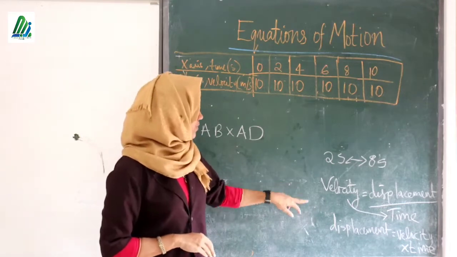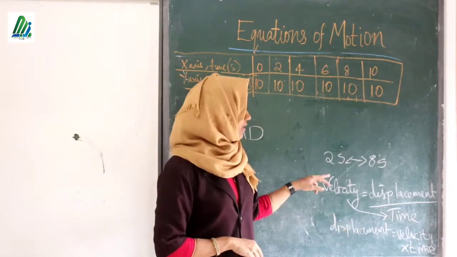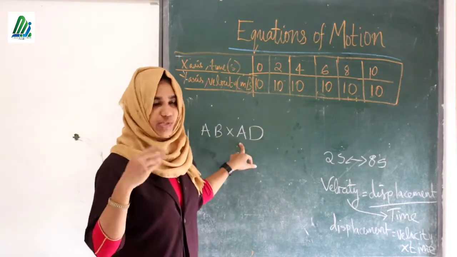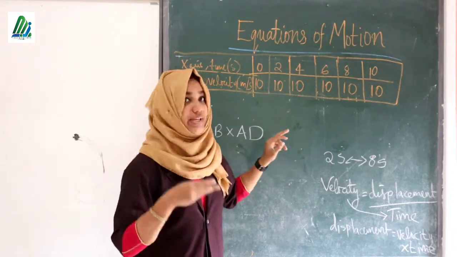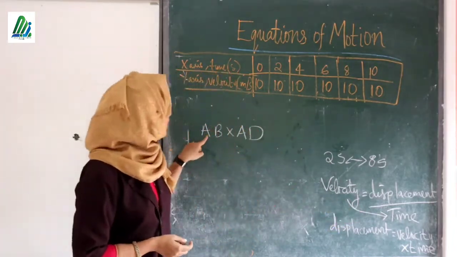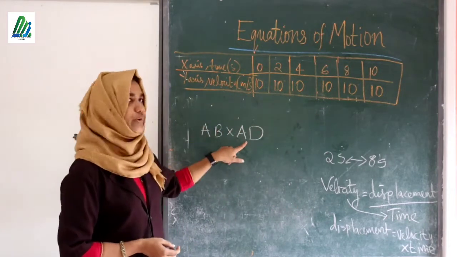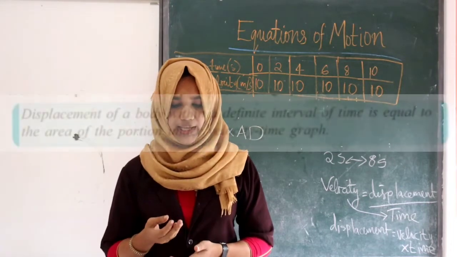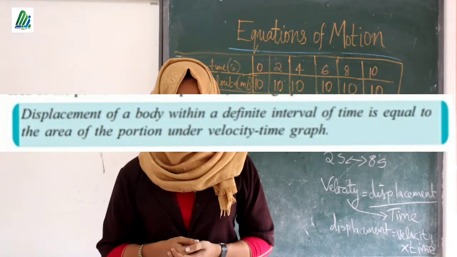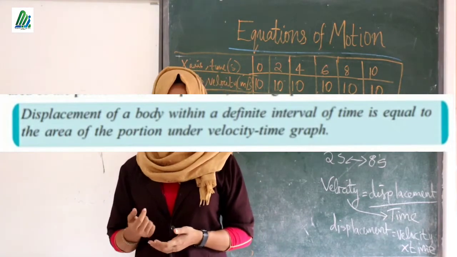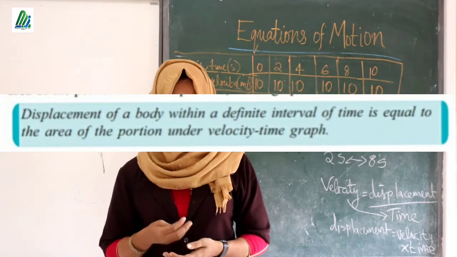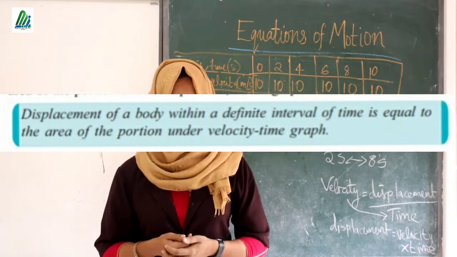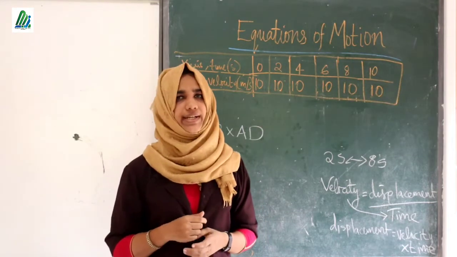We know that displacement is equal to velocity into time. From this graph, the velocity is AB and the time is AD. So AB into AD is the area of ABCD. This is equal to the area of the portion under the graph. So we can say that the displacement of a body within a definite interval of time is equal to the area of the portion under the velocity time graph.